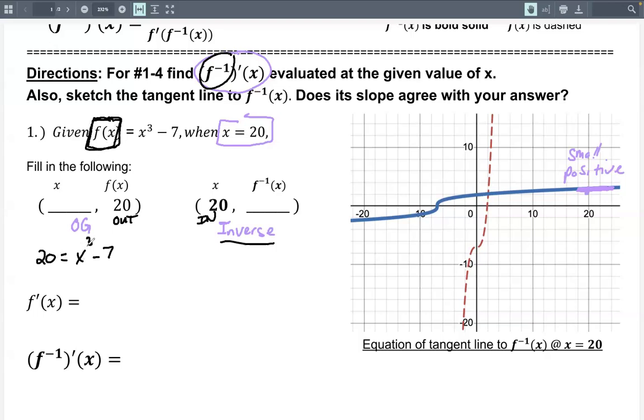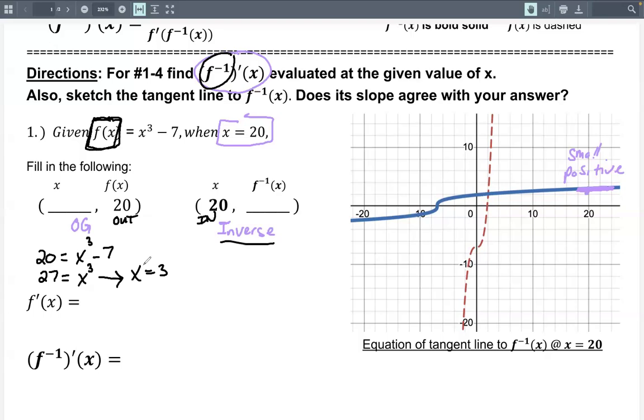So 20 equals x cubed minus 7, and now we solve. Solving for x is not bad. We add 7 to both sides. When you add 7 to both sides, you get 27 equals x cubed. And then finally, you take the cube root, or you ask yourself, what times itself is 27? And the answer, of course, is 3. So x equals 3.